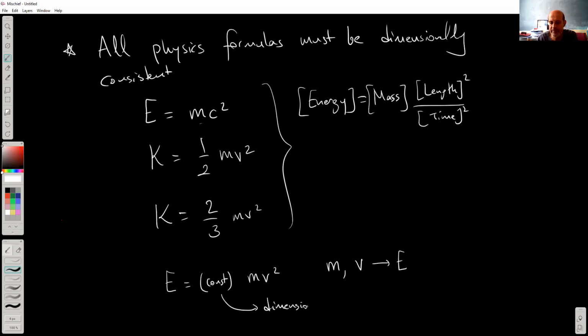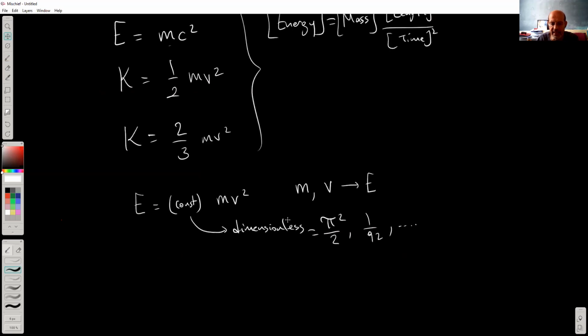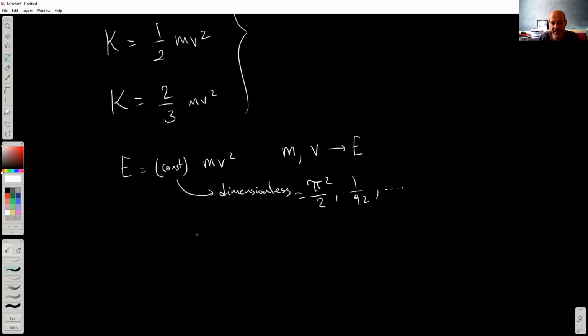And this constant is just dimensionless, right? It can be a number like 1/2 and 2/3, or pi squared over 2, for example, or 1 over, I don't know, 92. It can be anything, actually, without deducing what the actual formula is. We cannot know what the coefficient is, right?